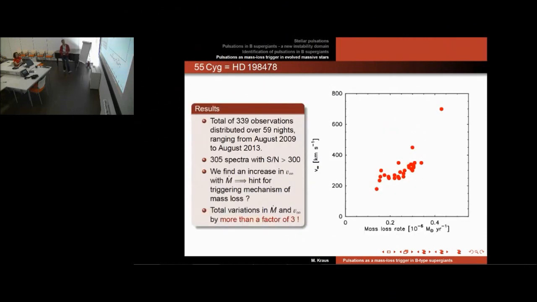In total, we had 339 observations distributed over 59 nights from August 2009 until August 2013. Quite a lot of spectra have very good signal-to-noise ratio. And this is an older plot, now we have maybe a better one. But what we find is that the mass loss rate scales with the terminal velocity. And this, we think, is a very clear hint that there's a triggering mechanism for the mass loss rate. In total, we find variations in mass loss rate and terminal velocity by more than a factor of 3. So that is quite surprising.